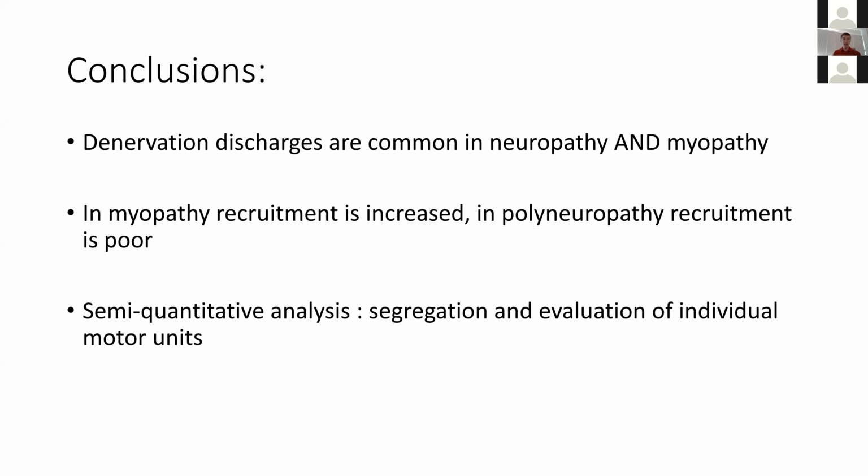So to conclude my lecture, I want to stress that denervation discharges are common in neuropathy and myopathy, but that in myopathy the recruitment is increased, and in polyneuropathy the recruitment is poor. To have a clear overview of whether the motor units that we measure are myopathic or neuropathic, we should combine our former qualitative analysis with semi-quantitative analysis, which helps to segregate and evaluate the individual motor units.